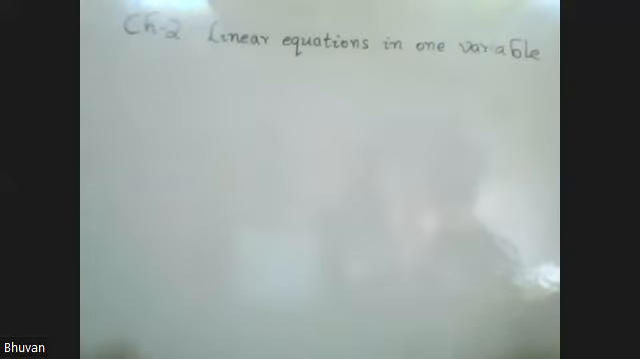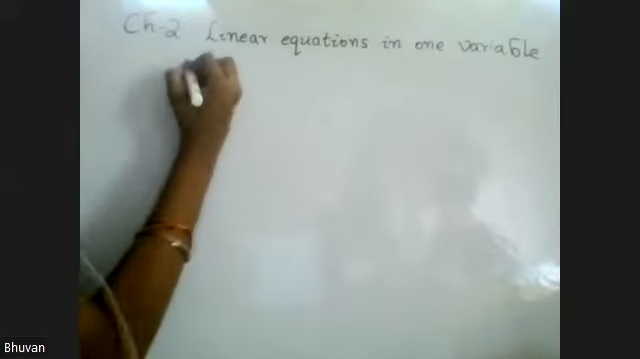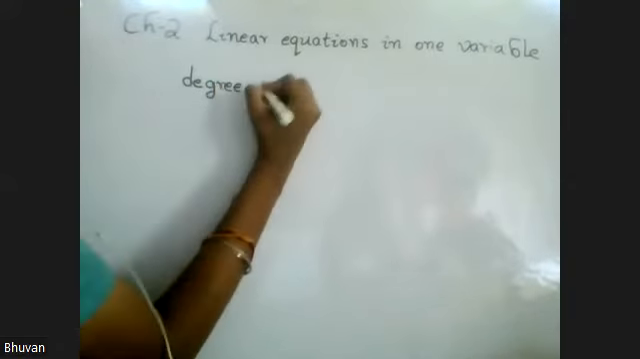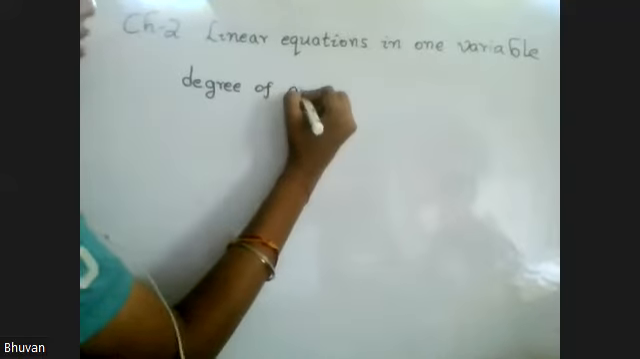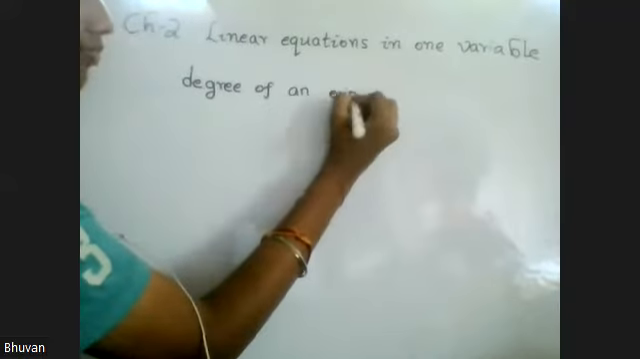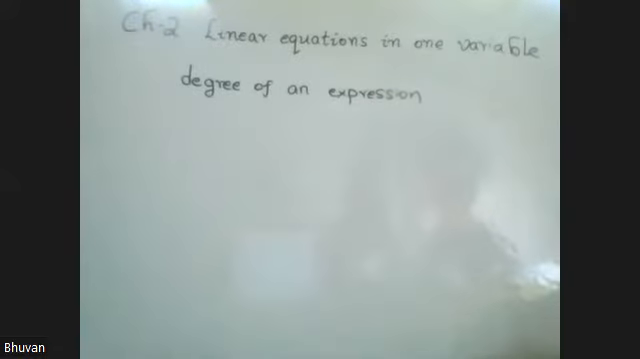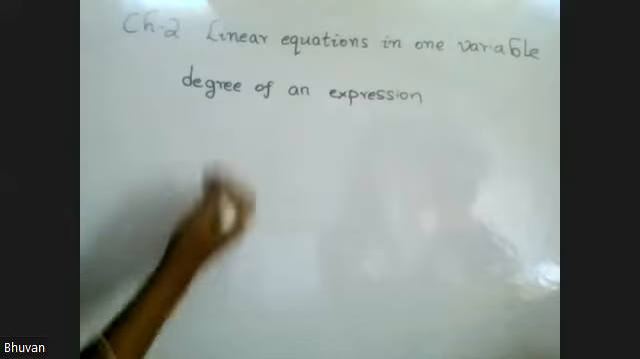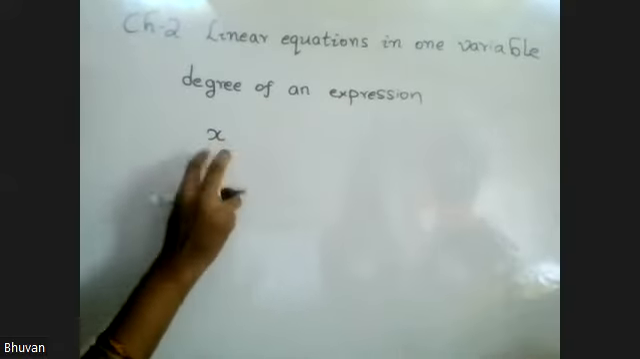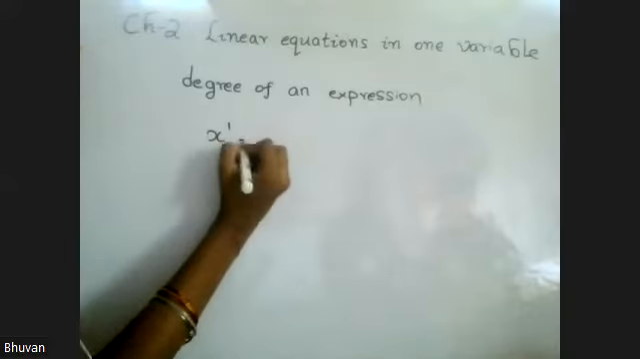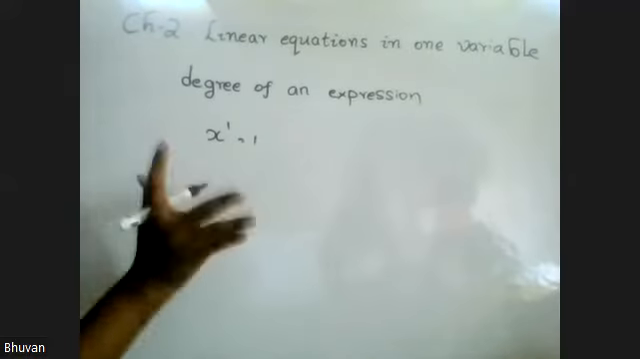So now we will be starting what an equation is. First we should know what degree is. The degree of an expression is the sum of the powers of the variables. So first we should know what the power is. What is the power of x? It is 1. If nothing is mentioned, we should take the power as 1.